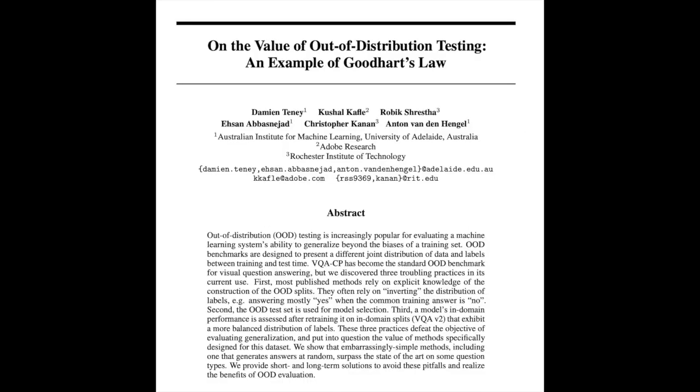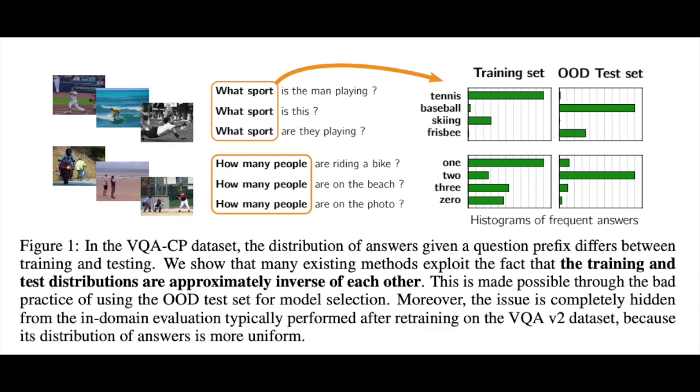On the value of out-of-distribution testing, an example of Goodhart's law shows another example of troubling trends in machine learning scholarship, where the lack of a validation set has caused gamification in out-of-distribution visual question answering contests. They highlight the problems with this formulation of out-of-distribution generalization, where the test distribution is just the inverse of the training distribution. This is an example of the distribution of these answers in the training and test sets for labeling sports and counting people in an image.